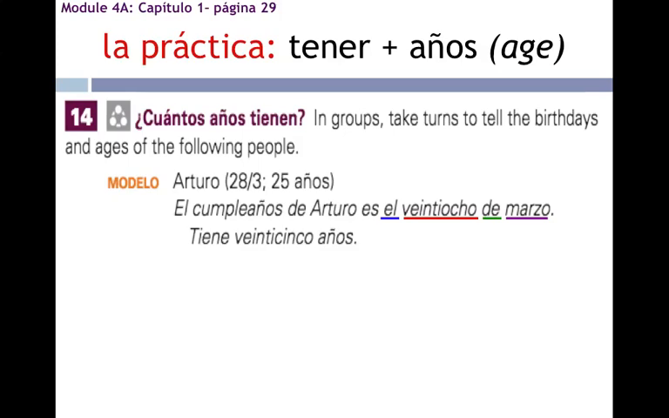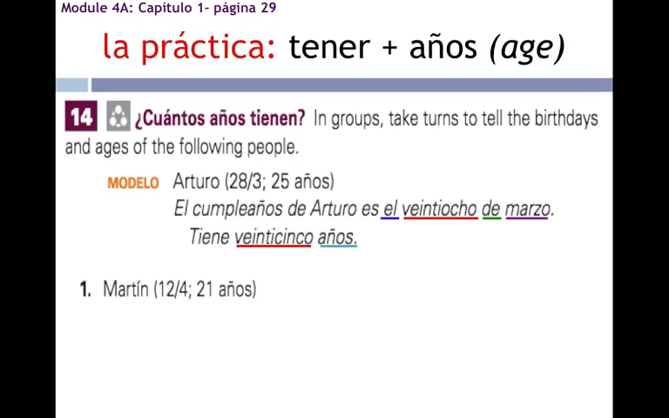Remember the formula, el plus date plus day plus March. Keep in mind that you cannot say Arthur's birthday in Spanish. There is no apostrophe S. In Spanish, you always have to say the birthday of Arthur. El cumpleaños de Arturo. You couldn't, for example, say the professor's book. La profesora's libro. There is no apostrophe S. You would have to say el libro de la profesora. Then I'm going to ask you, how old is that person? ¿Cuántos años tiene Arturo? Tiene 25 años. Remember the number in years.